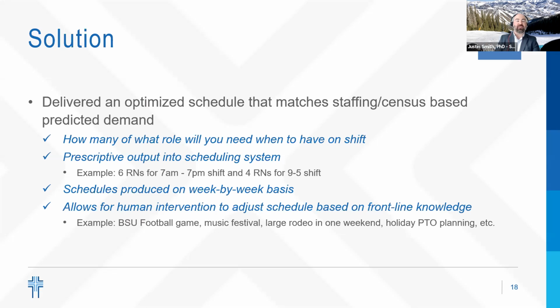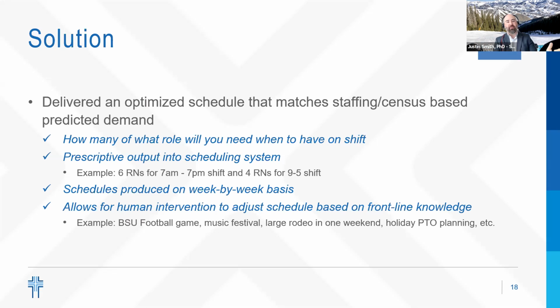But then when we start to see the demand increase greatly is when we have multiple large scale events happening at one time. So say it's a massive rodeo, or it's a big BSU football game, and we have a music festival going on, all within the same weekend. The machine learning algorithm may or may not pick that up, depending on if it was historically in the exact same weekend the last 3 years or not. But humans know that, right? And so humans have the ability to adjust this output as it goes into the scheduling system.